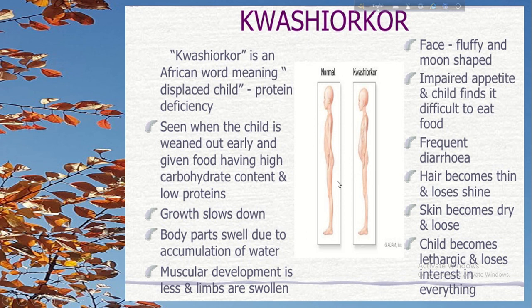Growth slows down, body parts swell due to accumulation of water, that is edema occurs, and muscular development is less and limbs are swollen. So here are the symptoms of kwashiorkor disease: children lose appetite, the muscle becomes scaly and weak, the skin and hair lose their smoothness and color, and children suffer from diarrhea and edema, that is accumulation of water, and the stomach swells up. Through proper treatment this disease can be cured, and also a kind of mental depression persists.